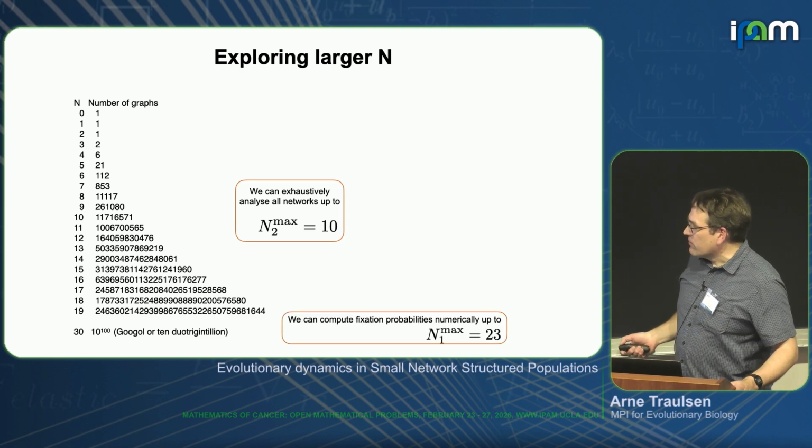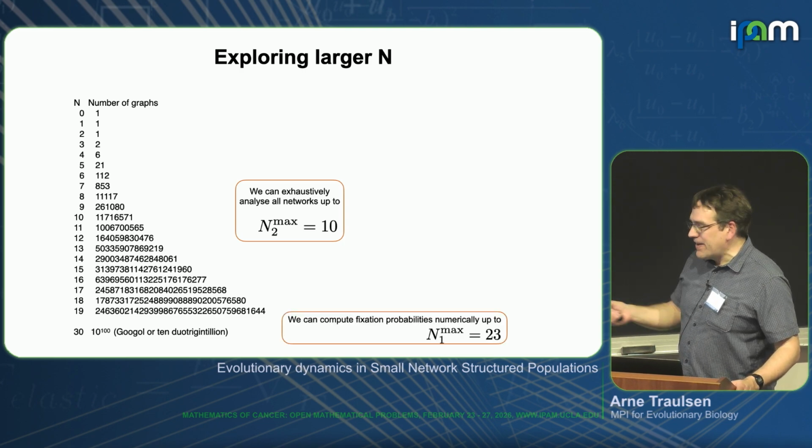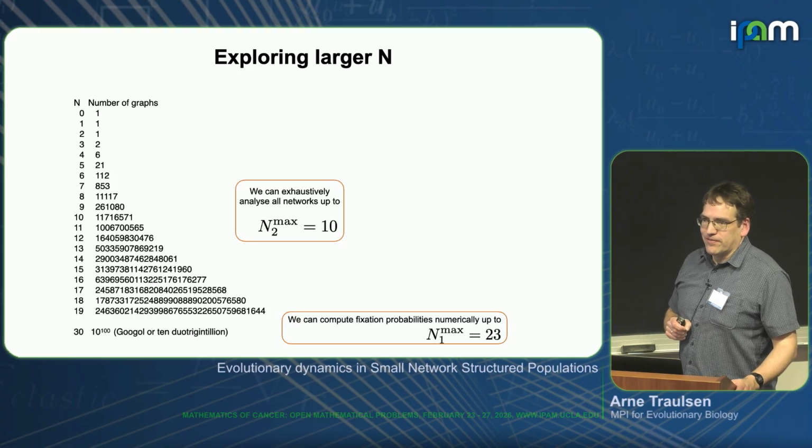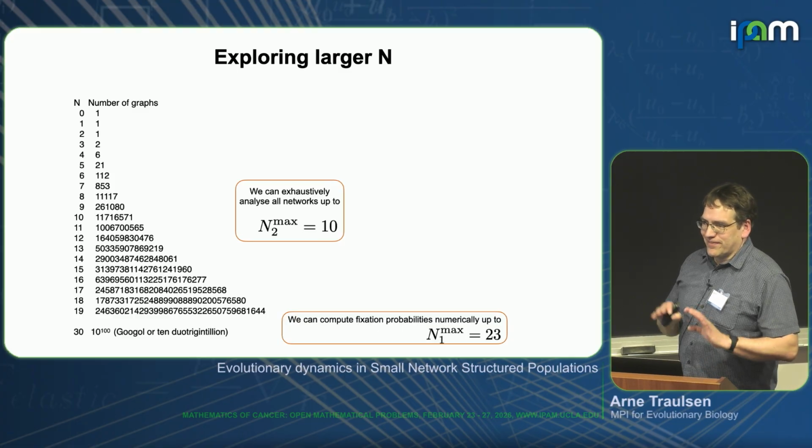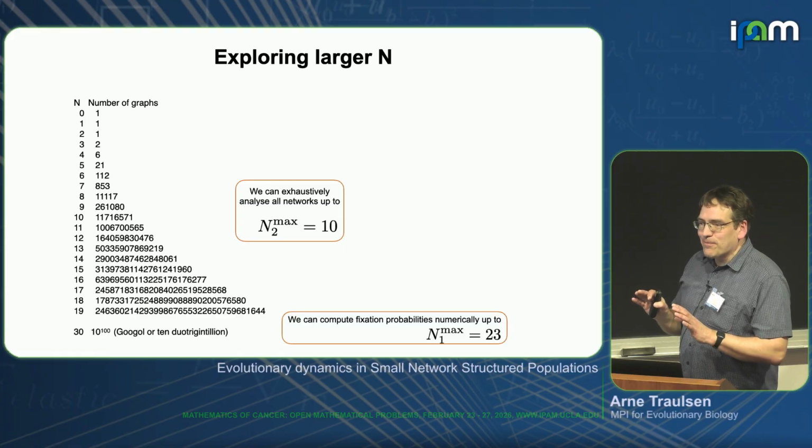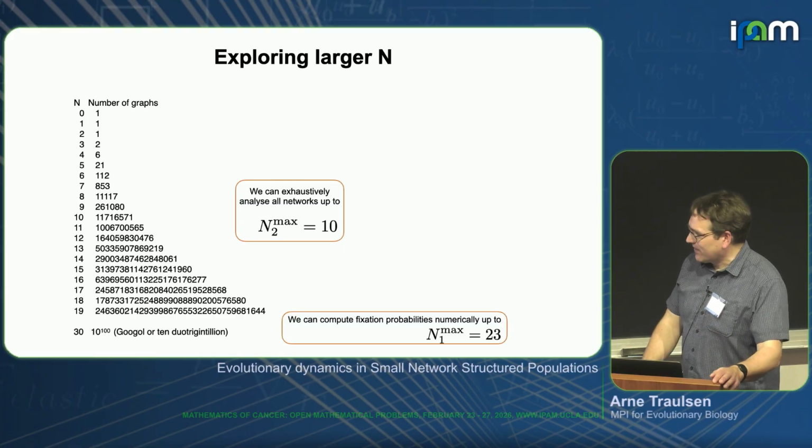And we can compute fixation probabilities numerically up to n equal to 23 for general graphs. That's ridiculously small. I mean, we can get ideas in this approach, but it's not something that is really satisfying.